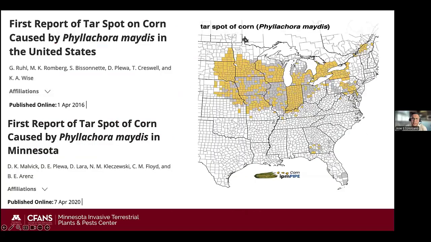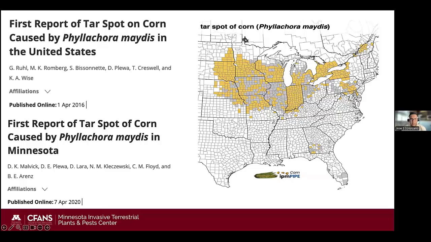Phyllachora maydis was first found in Mexico in 1904. It was found infecting corn, and then the Phyllachora species was named after corn: Phyllachora maydis, a pathogen of corn. After being found in Mexico, this pathogen was reported in many other countries in South America, Central America, and also in the Caribbean. But it was not until 2015 that the disease was found in the continental US.